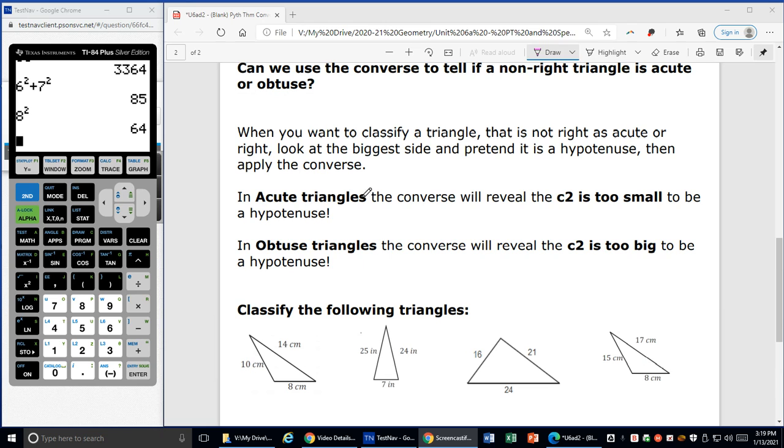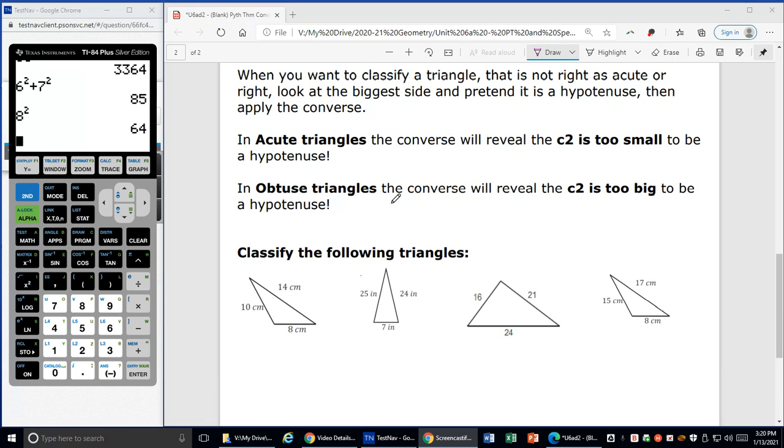In an acute triangle, the converse will reveal that the c squared is too small to be a hypotenuse. In obtuse triangles, the converse will reveal that your c squared is too big to be a hypotenuse. Okay, so let's look and see exactly what that's talking about.